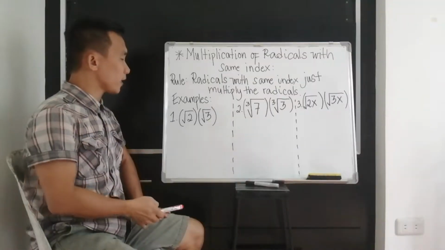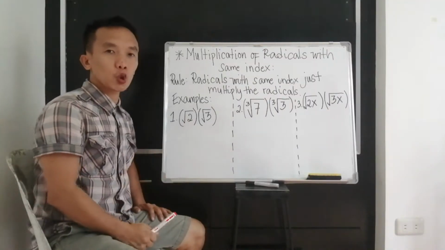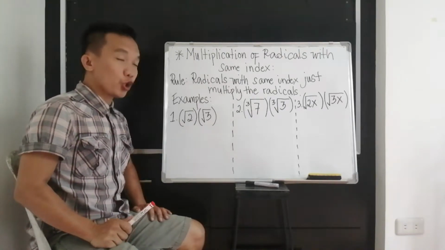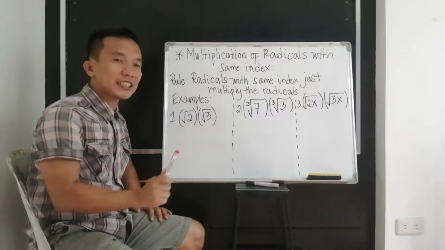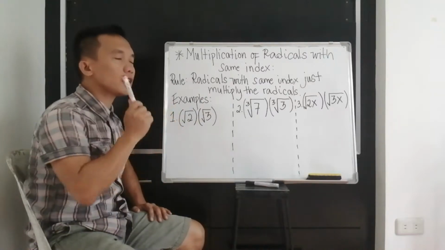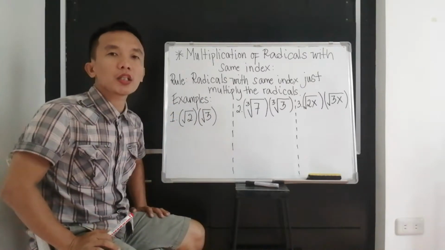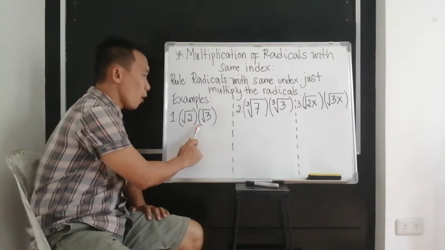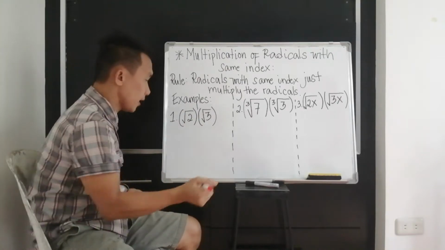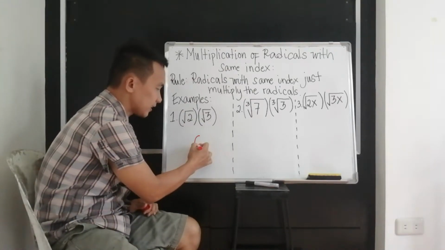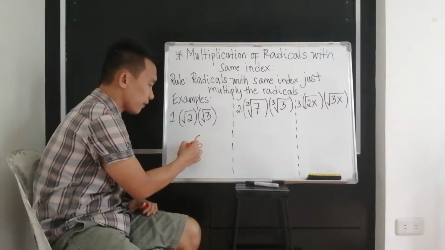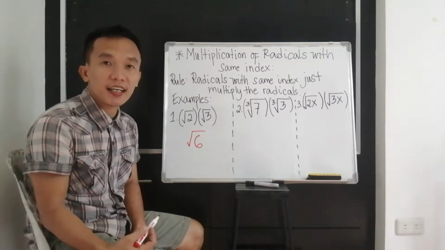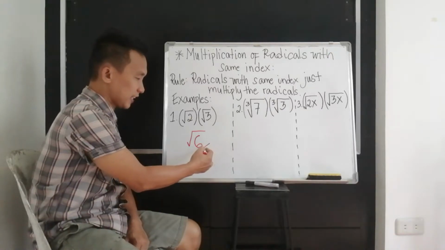The first one is the square root of 2 multiplied by the square root of 3. Notice that they have the same index. Based on the rule, we are just going to multiply our radicand. So our radicand 2 multiplied by 3, the answer is 6. And we just copy the radical symbol. Therefore, our answer is the square root of 6.